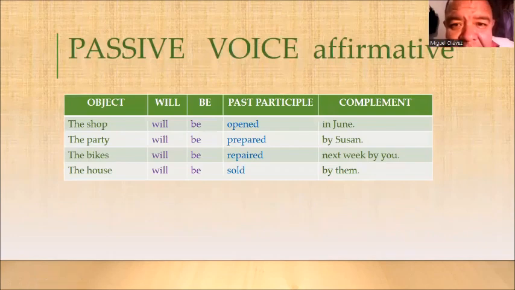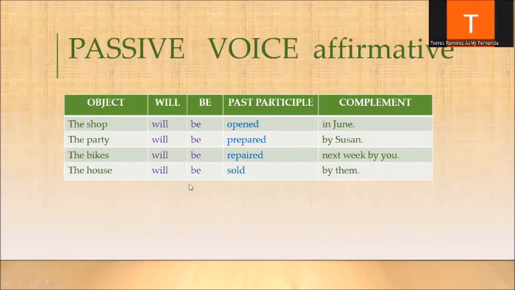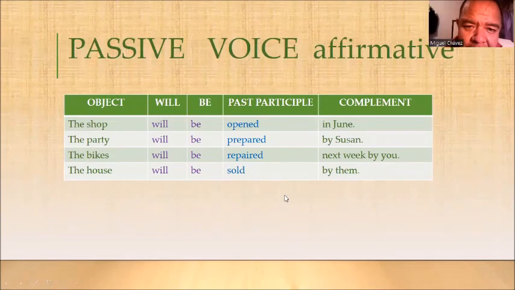Let's check in specific the structure for the affirmative sentence in the passive voice for the future. Object, will be, past participle, complement. The shop will be opened in June. The party will be prepared by Susan. The bikes will be repaired next week by you. The house will be sold by them.